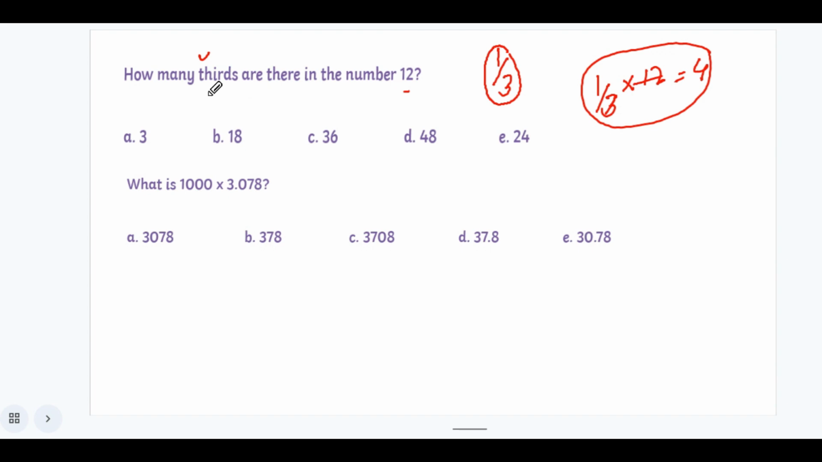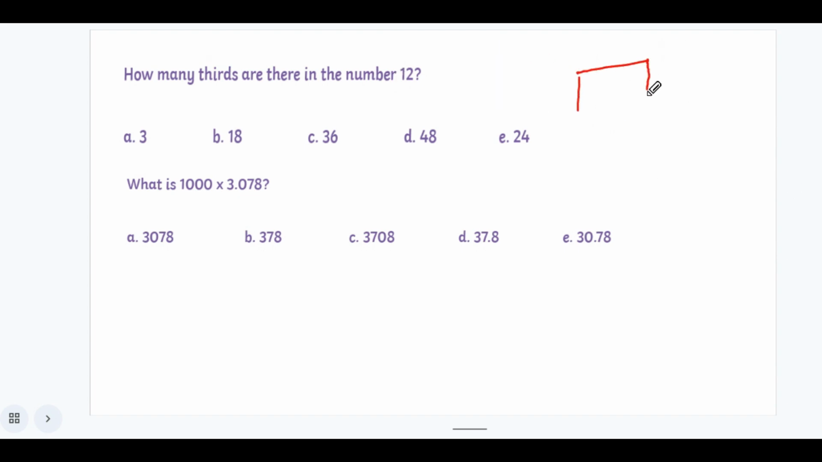It is asking how many thirds are there in the number 12. First of all, you know that there is, for example, one box over here, and if I divide it into 3 parts, can you tell me which part is equal to which fraction? What is the fraction of each part? Can I write it 1/3, because this is 1 out of 3 parts. This again 1 out of 3 parts, and this again 1 out of 3 parts.